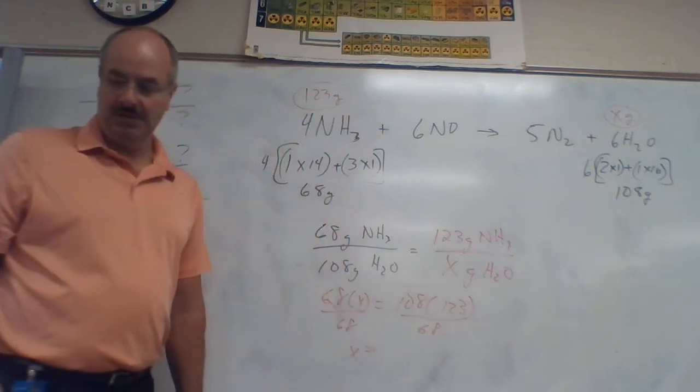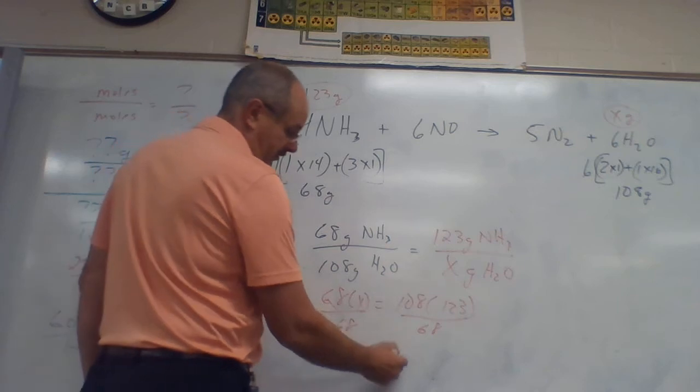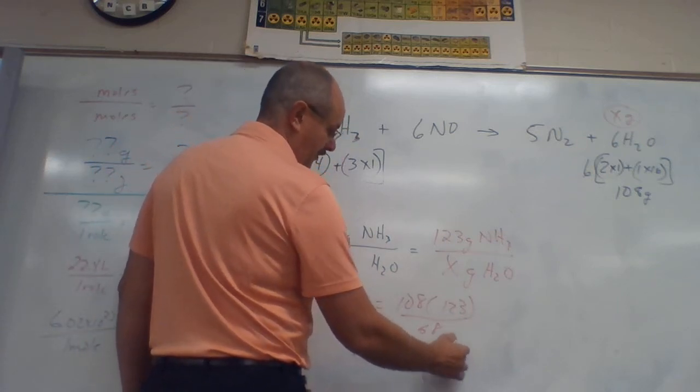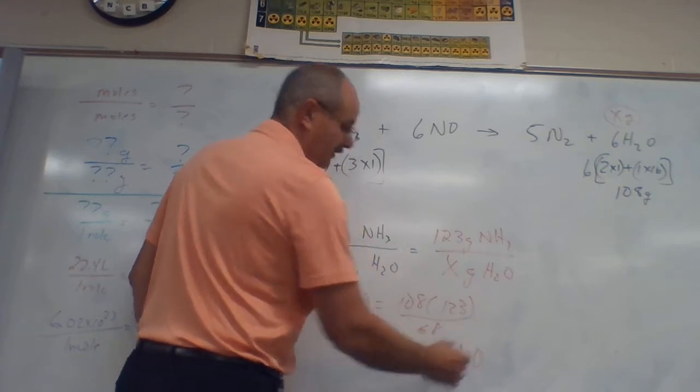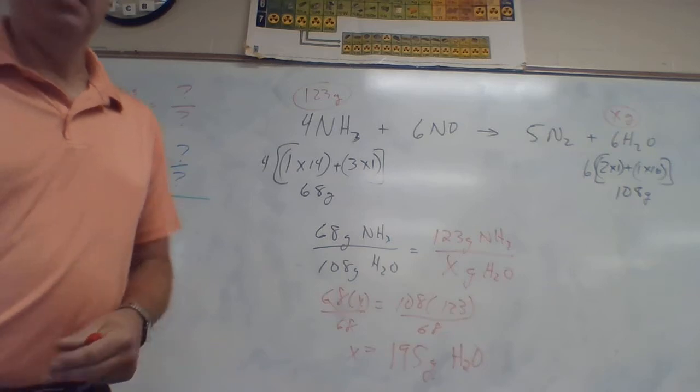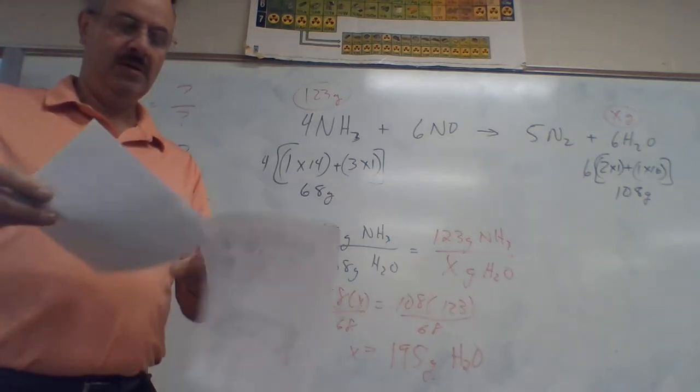That makes X equal to 195 grams of H2O is what we're trying to find out. So there's my final answer. All right, and that concludes number 2. So now we're going to number 3.